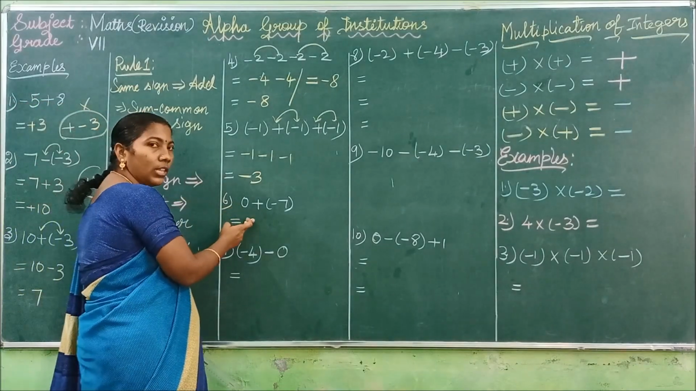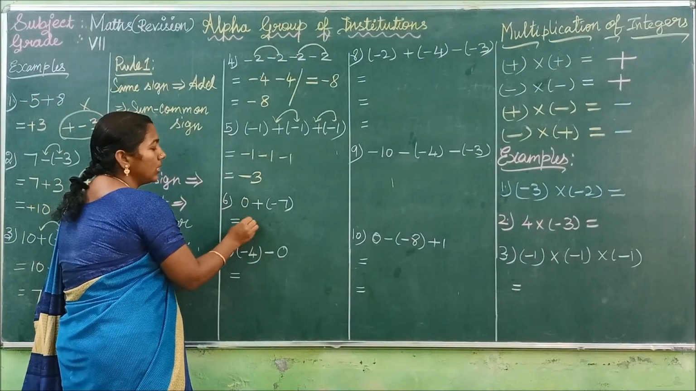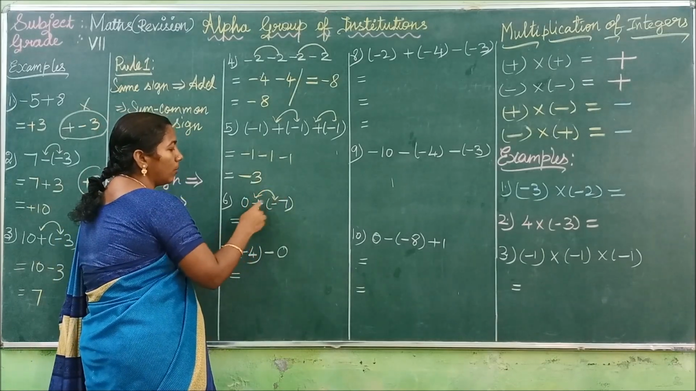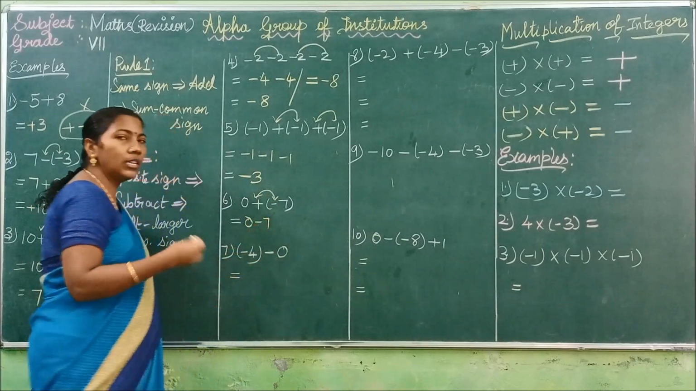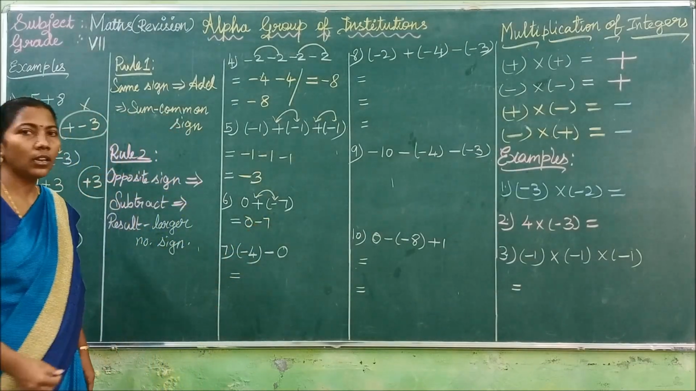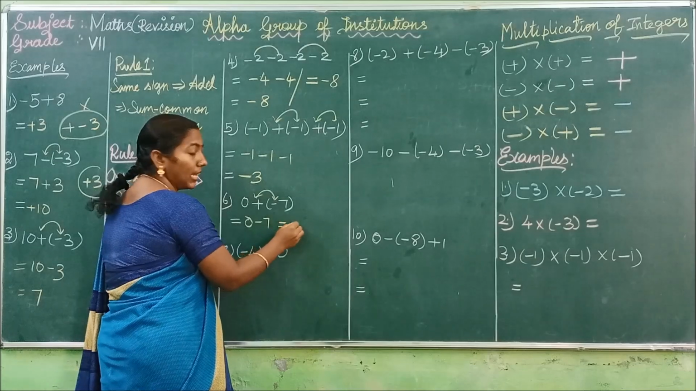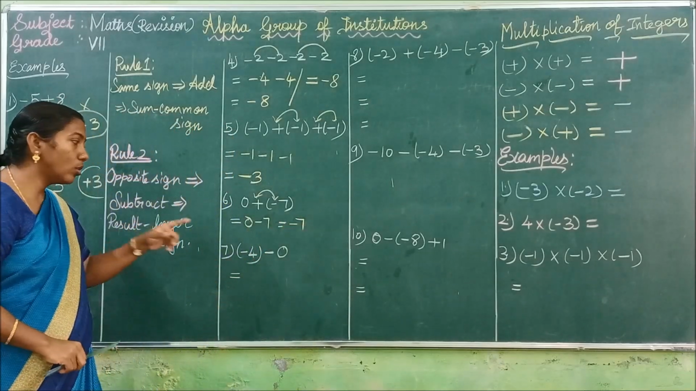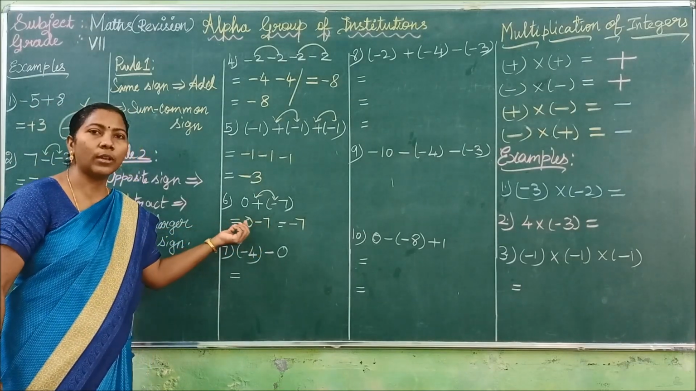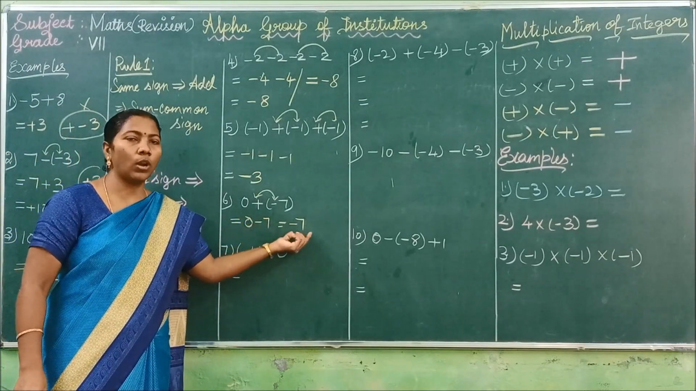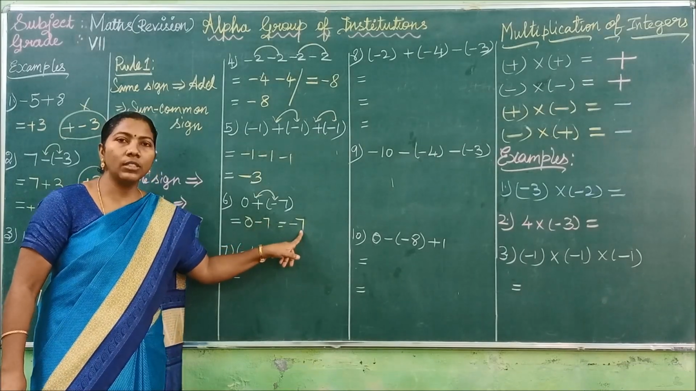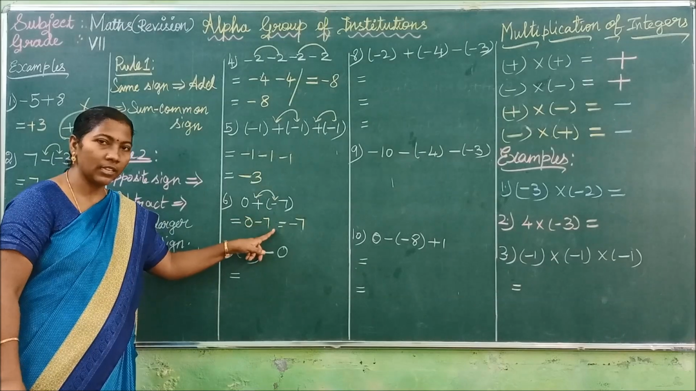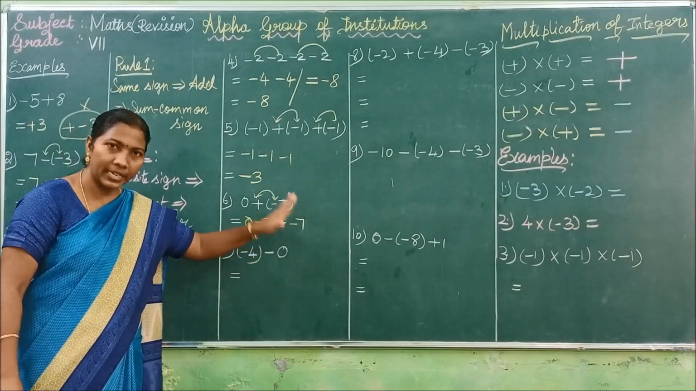Many students have a doubt in this sum. See here, what is the first integer? 0. Multiplying the symbol inside and outside the bracket, plus into minus, minus 7. So what is the answer? 0 minus 7. What is the answer? Yes, minus 7. But many of you write the answer as 0. If you subtract any number from 0, you get the same number only. So write the 7 along with the symbol, minus 7. Do you understand? 0 plus into minus, minus 7. 0 minus 7 is minus 7.